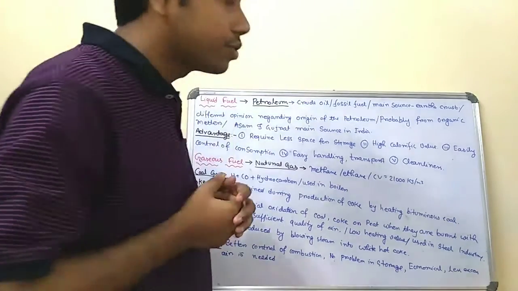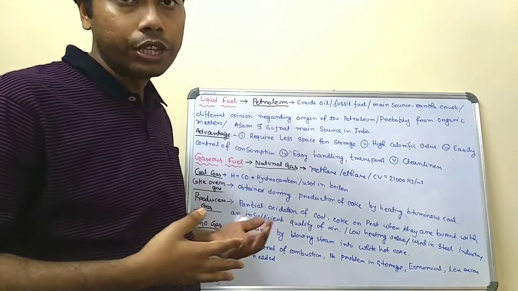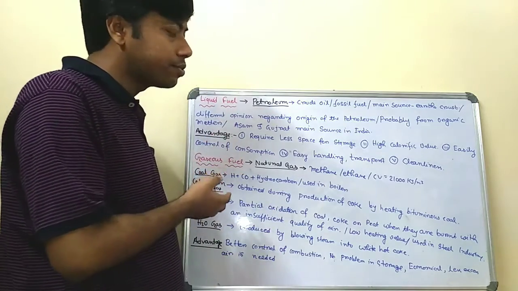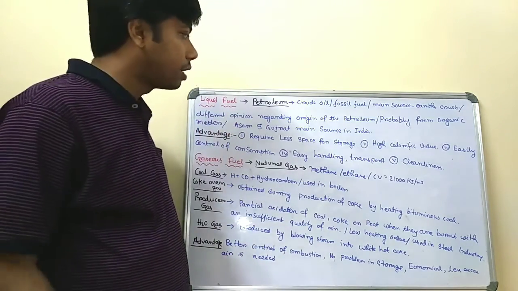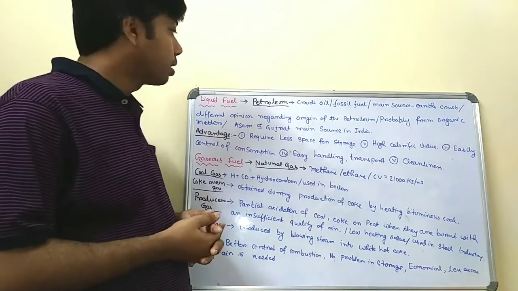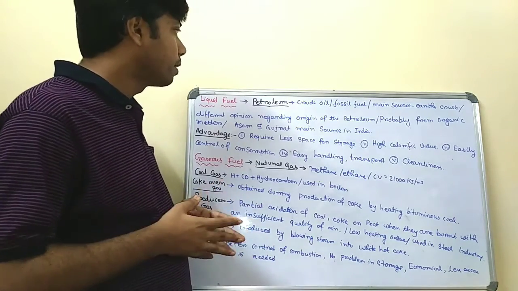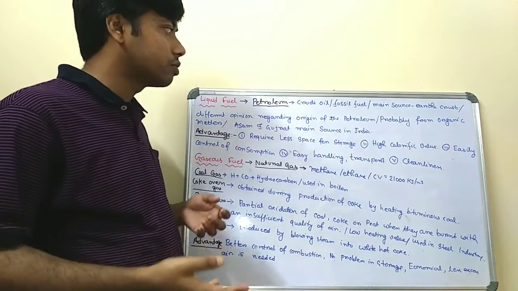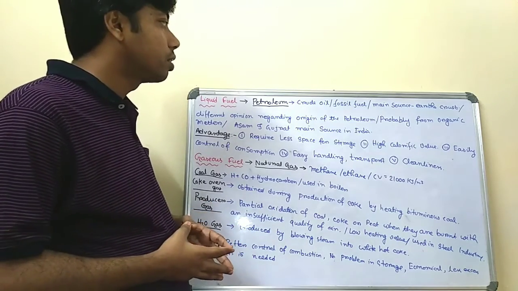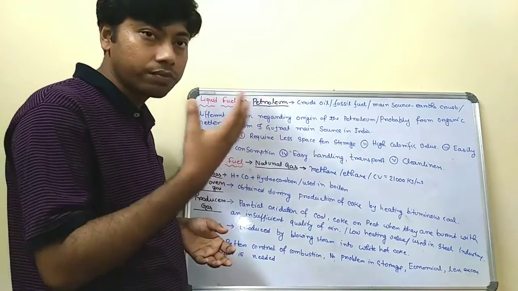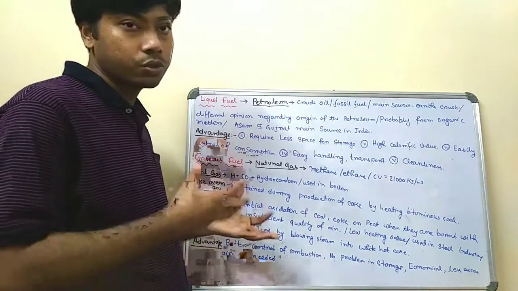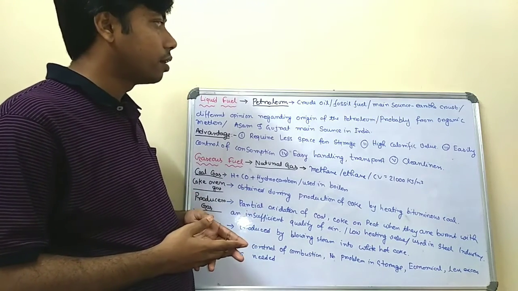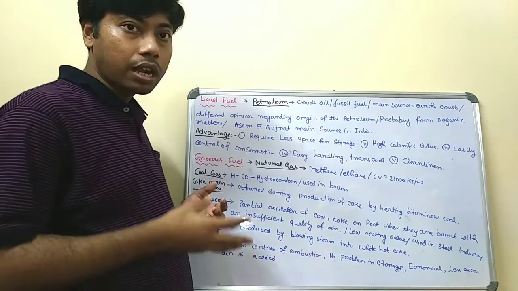So these are liquid fuels. As you know, there are three types of fuel: solid fuel, liquid fuel, and gaseous fuel. Now we'll discuss liquid fuel. The main liquid fuel is petroleum, which is also called crude oil, and sometimes fossil oil because it originated from fossils. Its main source is the earth's crust.